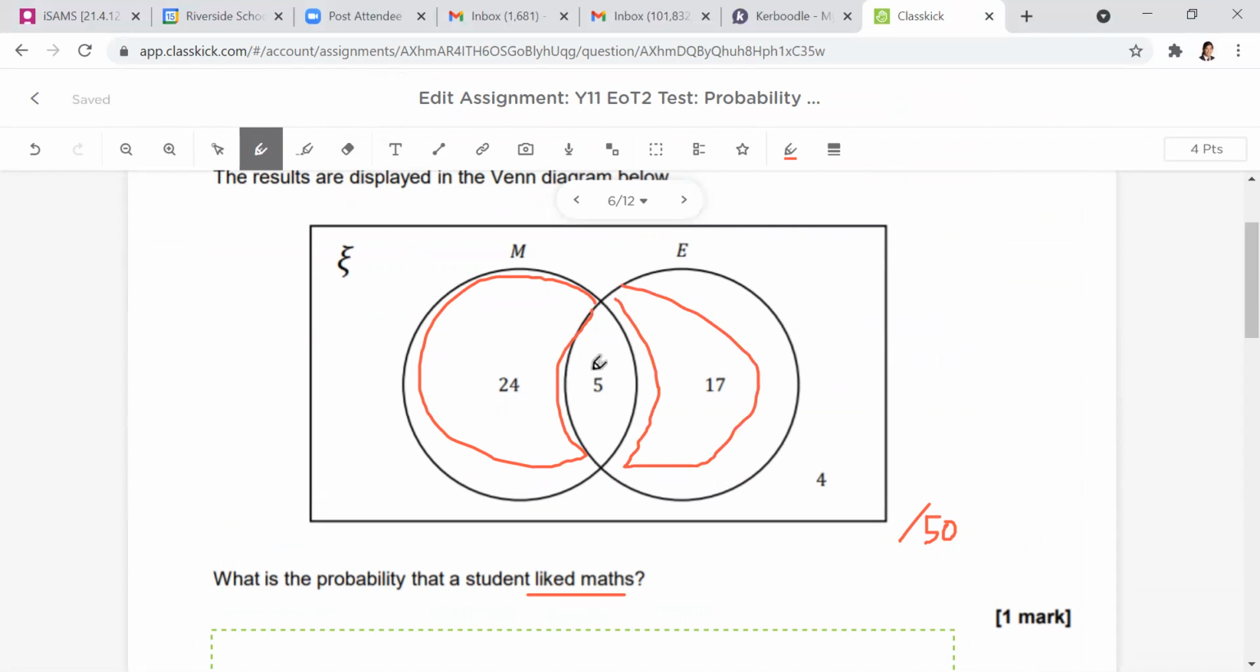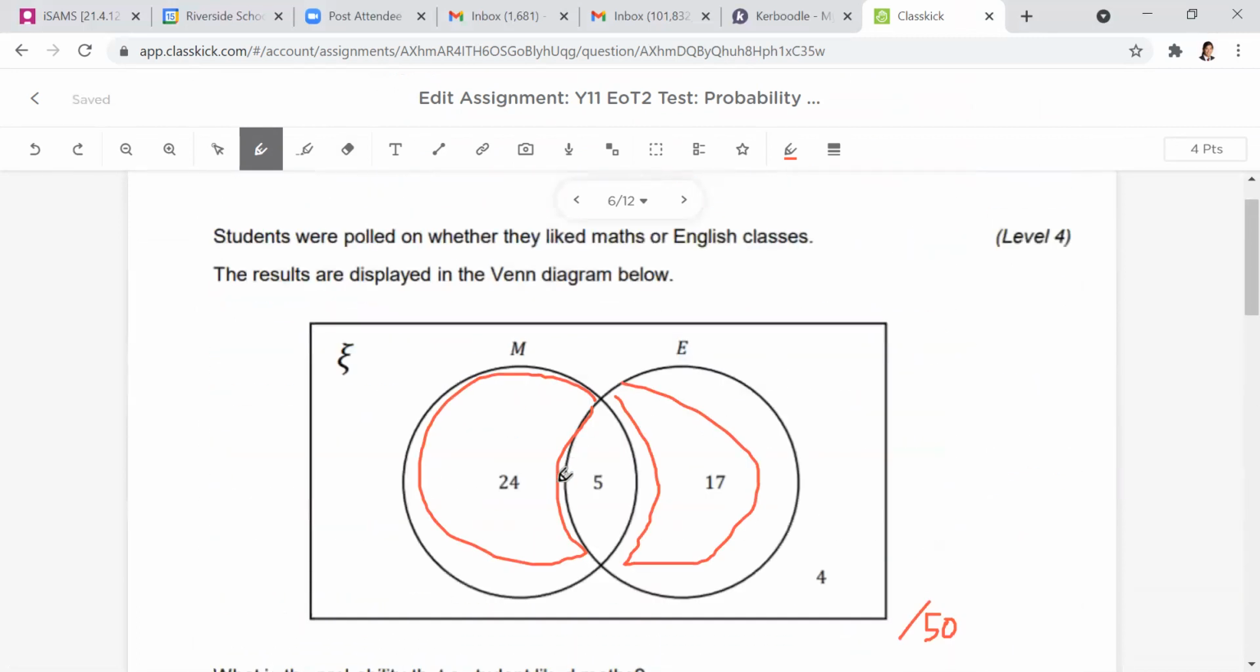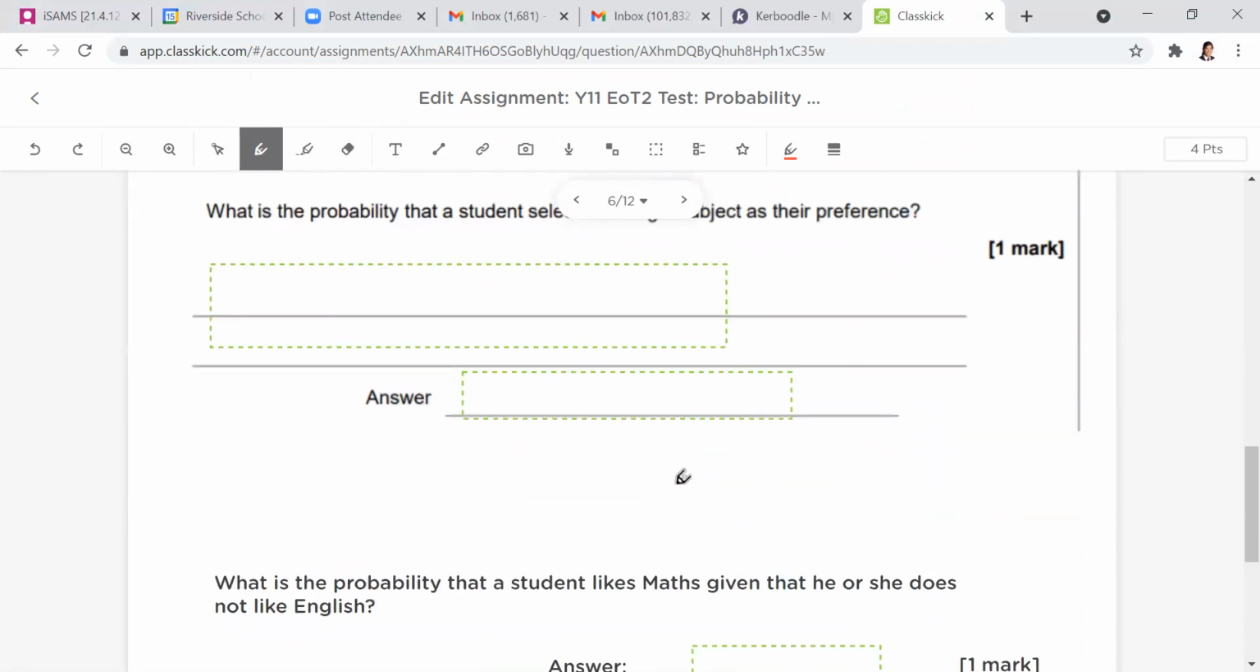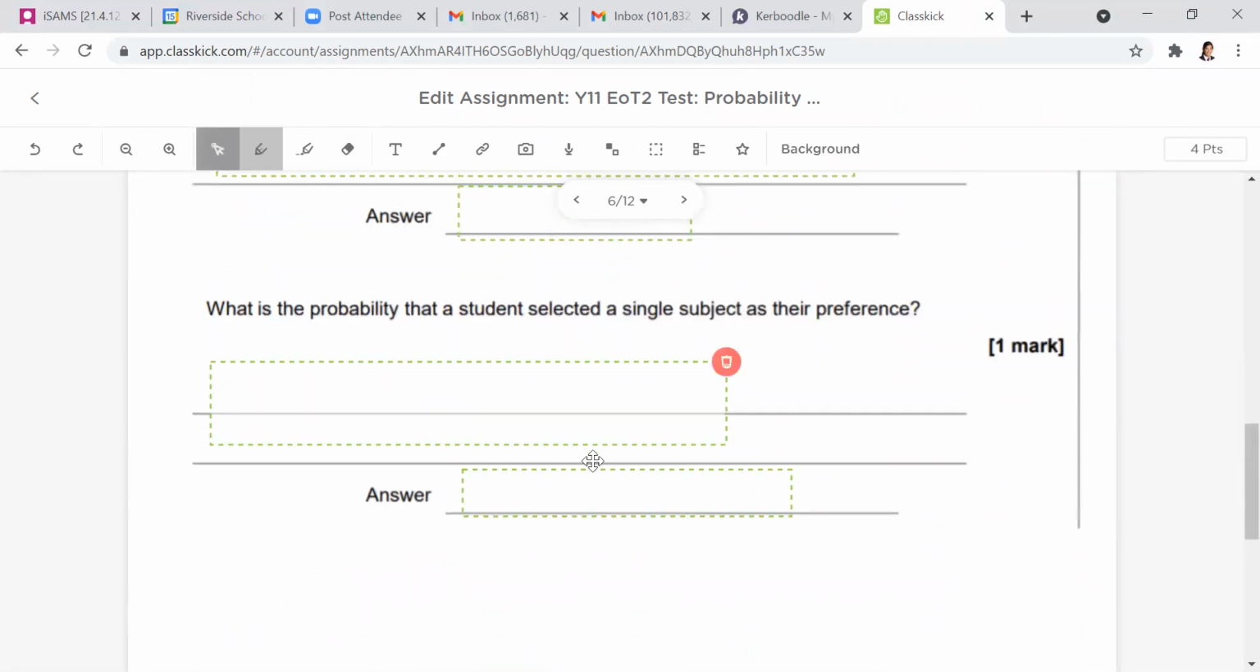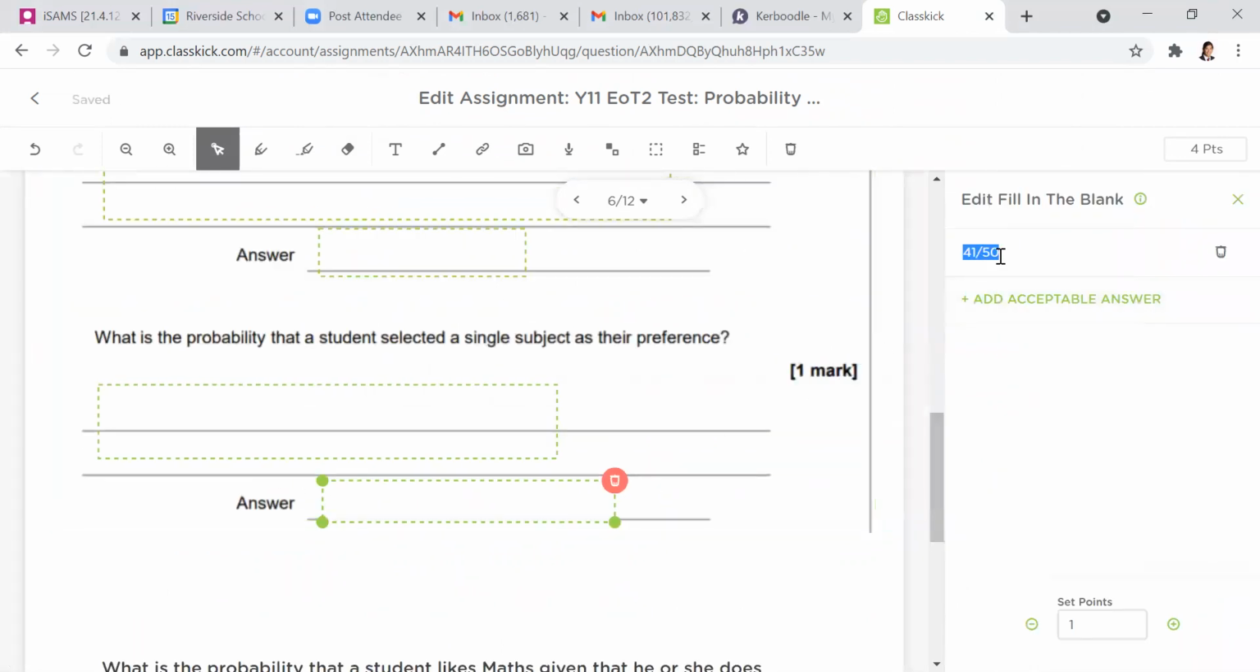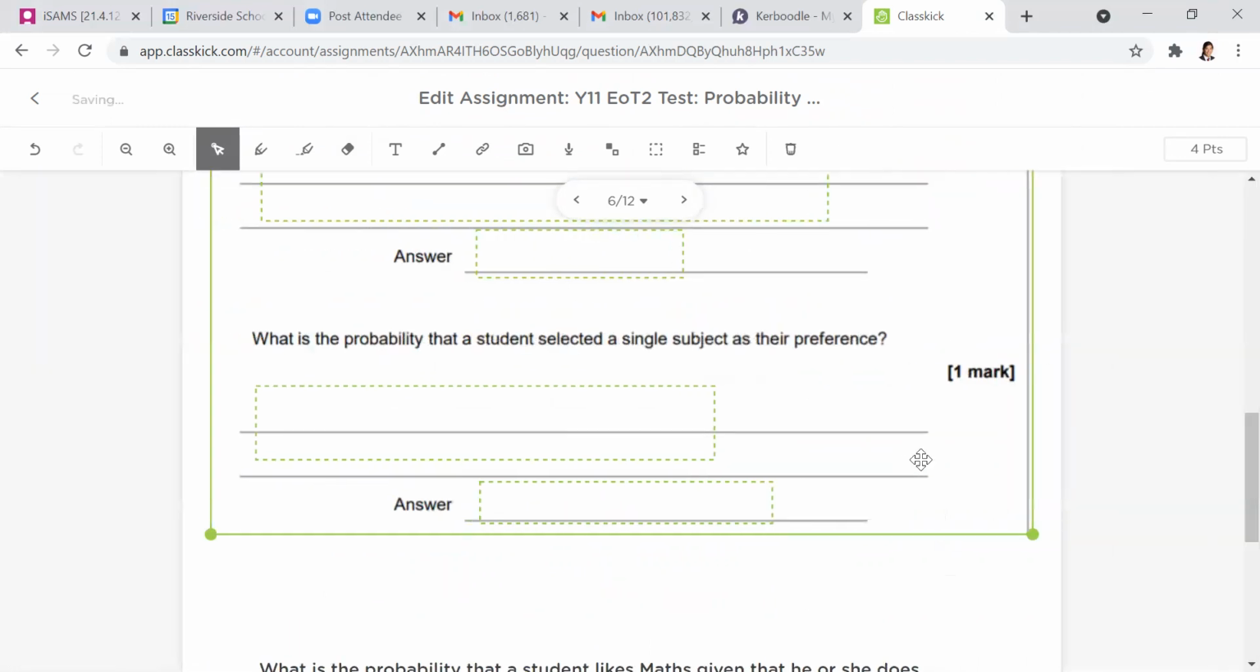Okay, these people chose two subjects, so we don't include them. These people chose none of the subjects, so we don't include them. So it's going to be 24 plus 17 divided by 50. It's going to be 41 out of 50. Okay, just one mark each there.